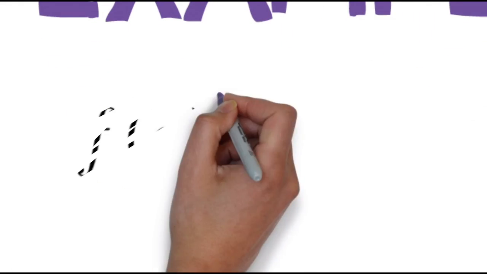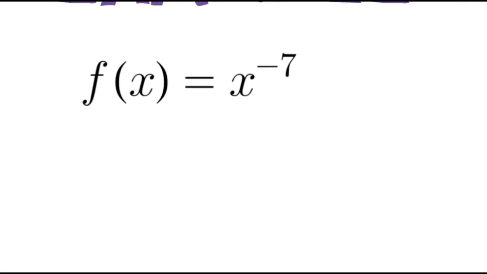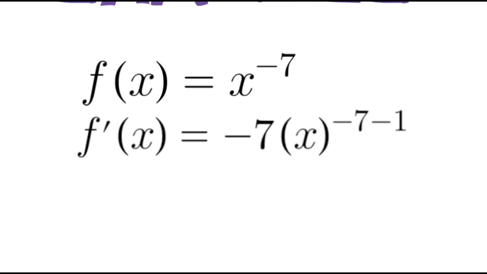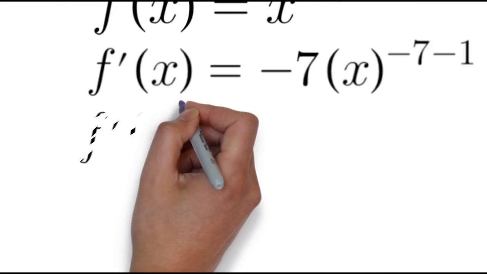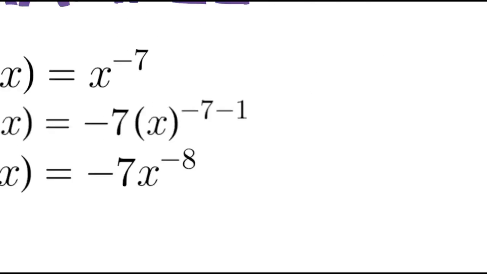For example, f of x is equal to x to the power of negative 7. Using Theorem 14, we multiply negative 7 with x to the power of negative 7 minus 1. Our final answer is f prime of x is equal to negative 7x to the power of negative 8.